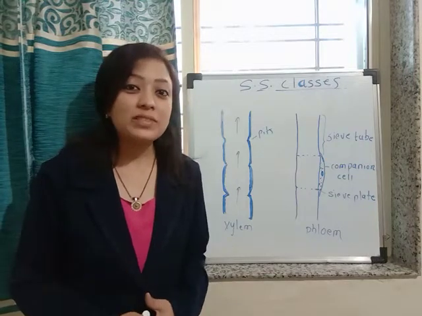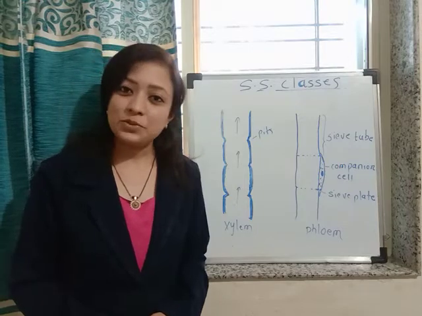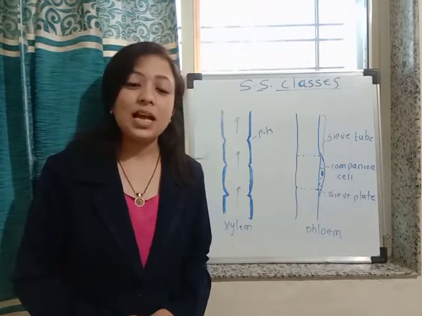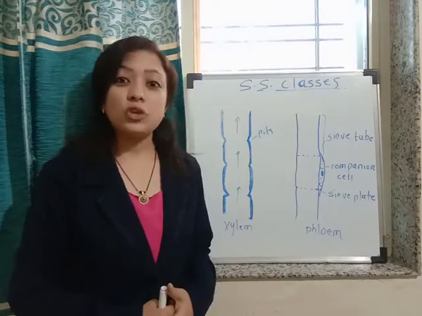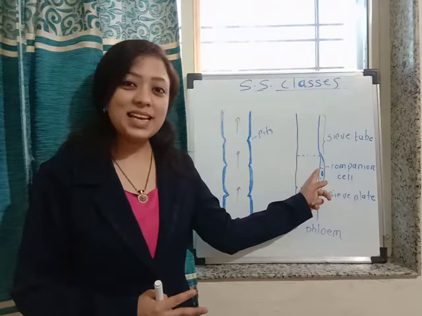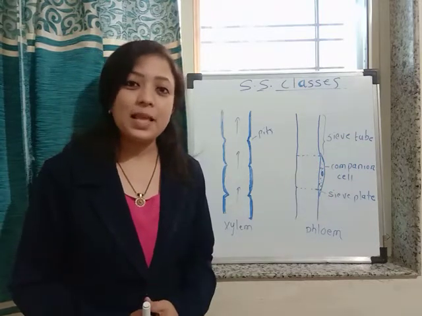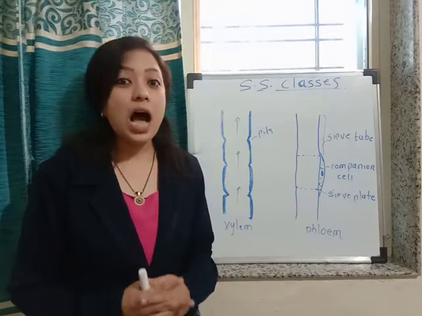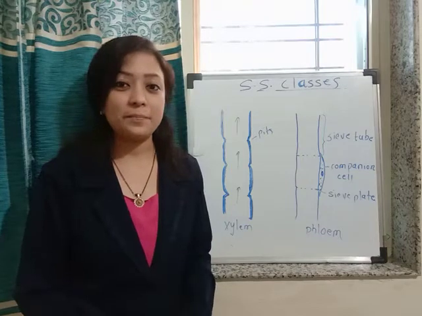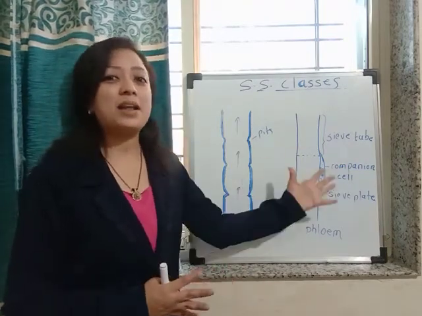What are the components of xylem? Xylem consists of xylem vessel, xylem tracheids, xylem fiber and xylem parenchyma. In the same way, the components of phloem are sieve tube, companion cell, phloem parenchyma and phloem fibers. So let us see in detail how the water, minerals and food are transported in the plant body. Before that, you should know about the difference between xylem and phloem.